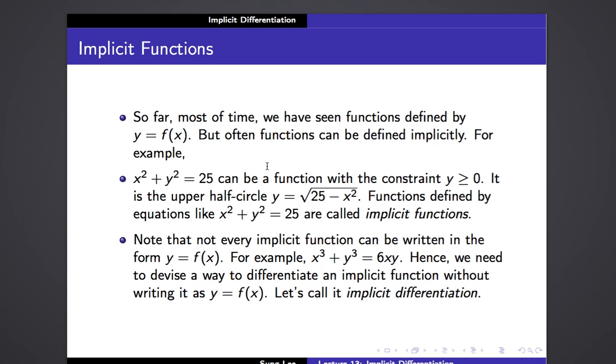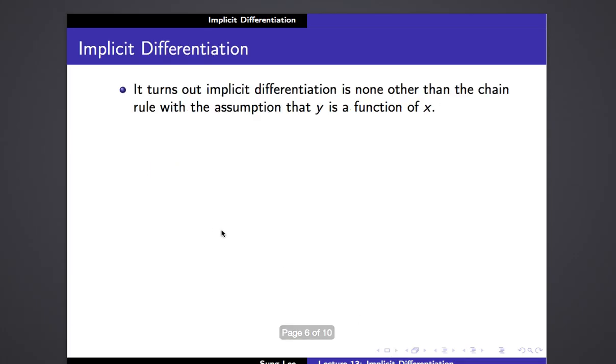So how does that work? It turns out that implicit differentiation is none other than the chain rule. In fact, there is nothing new. It is the chain rule with the assumption that y is a function of x. Just like in the previous example, x squared plus y squared equals 25, when you just look at the equation, we don't know whether y is a function of x. So it is implicit, right?